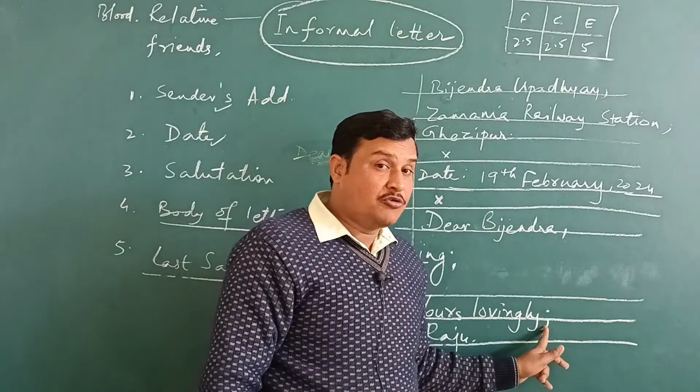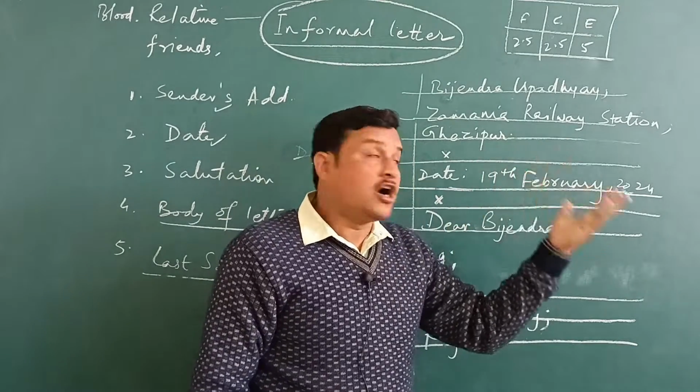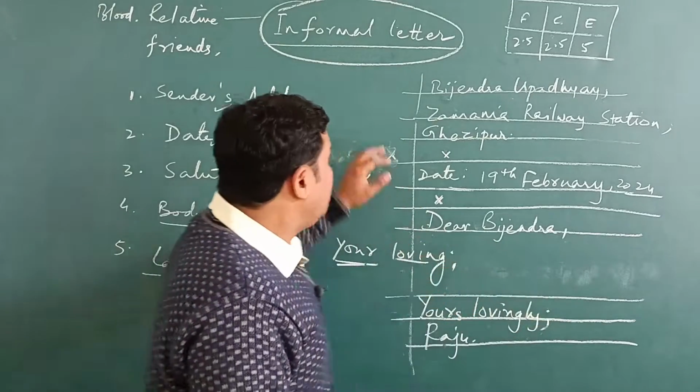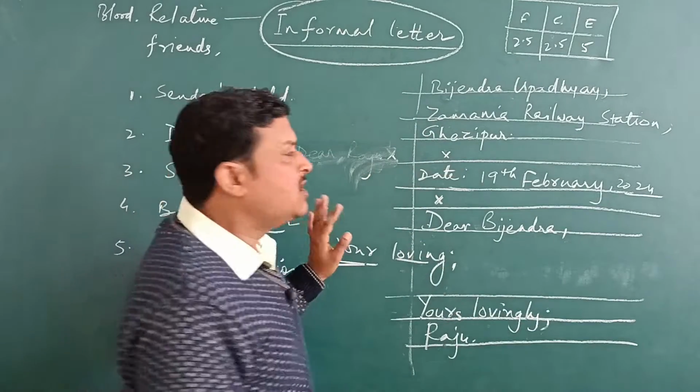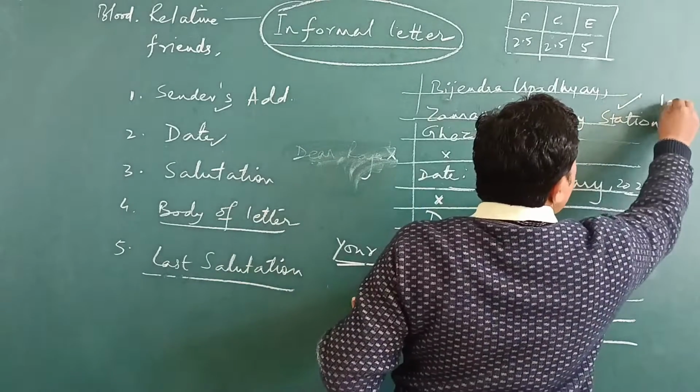Clear? And now we are going to see how we can get the marks for the content. Format: if your address is completely right, separated with the comma and all these things, you will get half marks here.